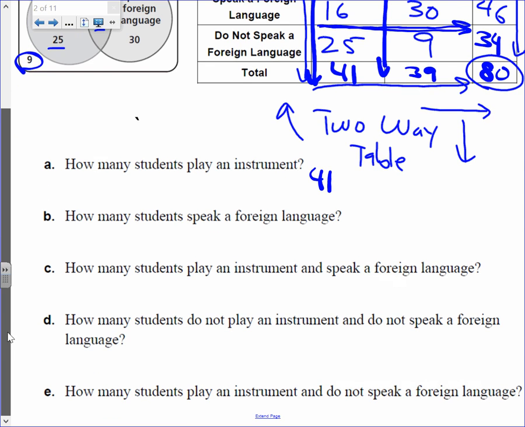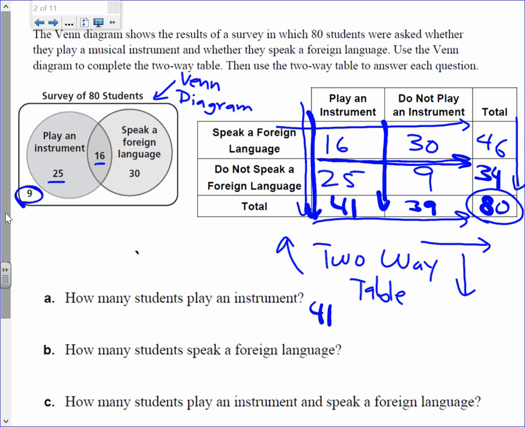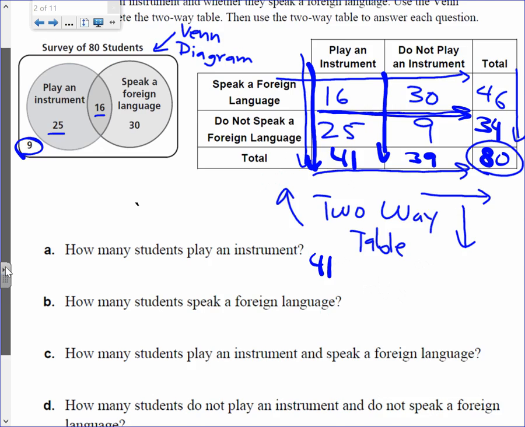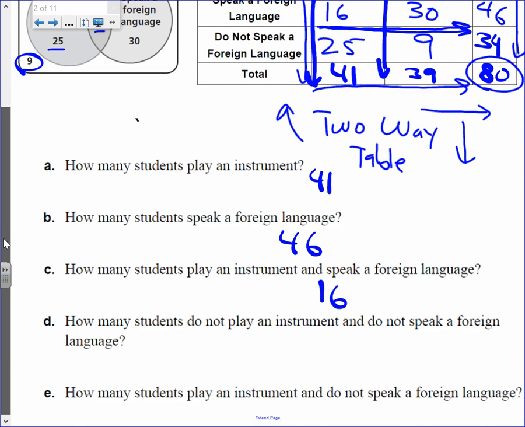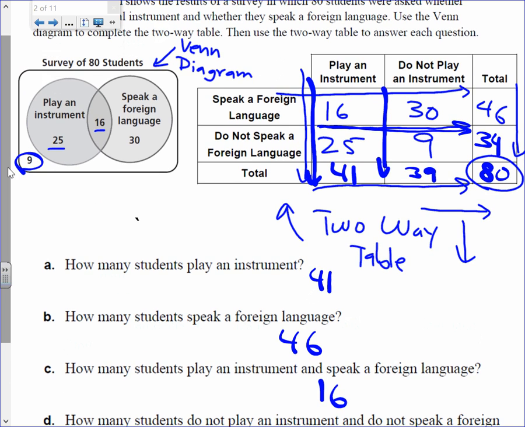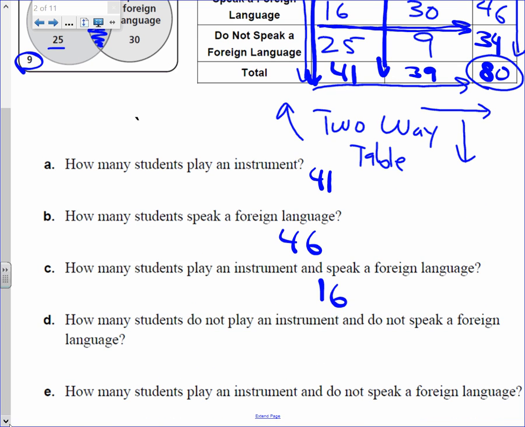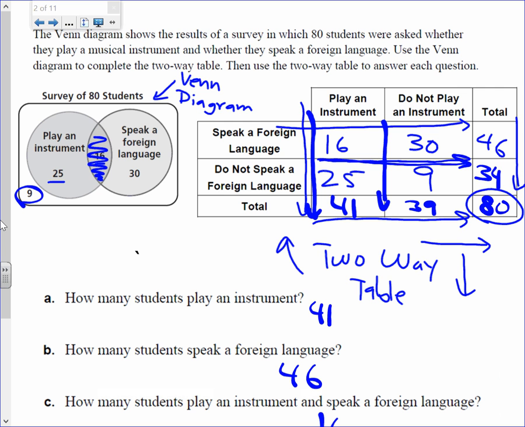How many students speak a foreign language? That's everyone in the speak foreign language circle, which would be the 30 plus the 16, in this case 46. How many students play an instrument and speak a foreign language? That would be 16. That's the intersection there. Play an instrument and speak a foreign language, that's the intersection, 16. And how many students do not play an instrument, do not speak a foreign language? That would be 9. That's the people outside both categories. That was like our example. These are the people who are not Raider fans or Dodger fans in our example earlier.